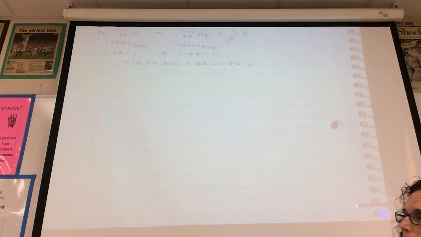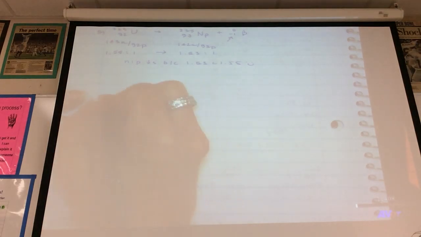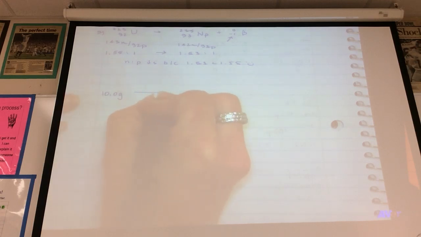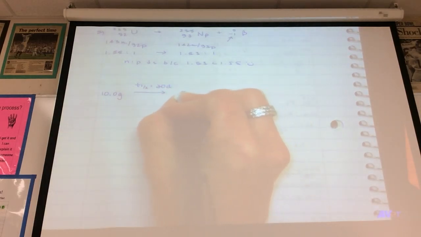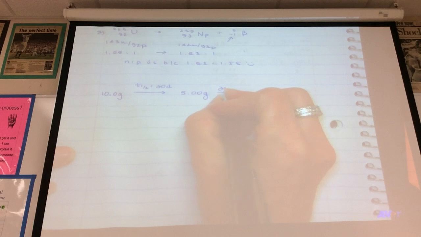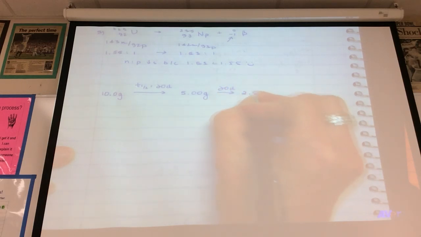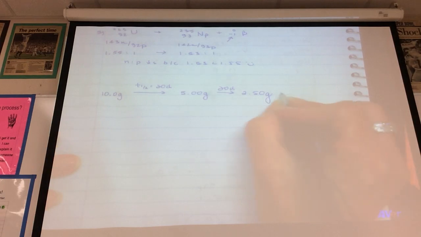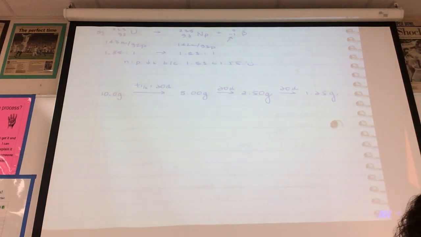So when I think about half-lives, I like to think about it this way. If I have 10 grams of a sample, and the half-life, let's say, is 20 days. In 20 days, or after 20 days, I will have 5 grams of that sample. And in another 20 days, I will have half that amount, or 2.5 grams of sample. And in another 20 days, I will have half that amount, or 1.25 grams of sample.